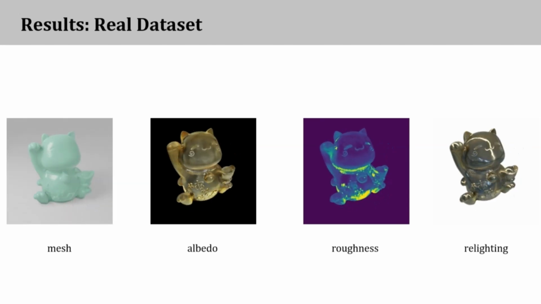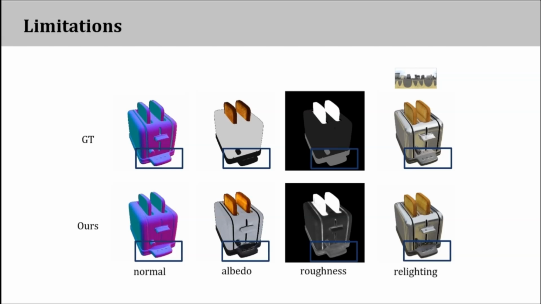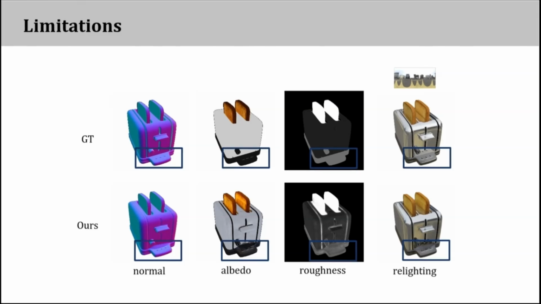Although we achieve superior performance on the reconstruction, inverse rendering, and relighting of shiny objects, our system still has some limitations. For example, as shown in this case, shadows are not well represented. This will cause ambiguity between shadow and geometry.